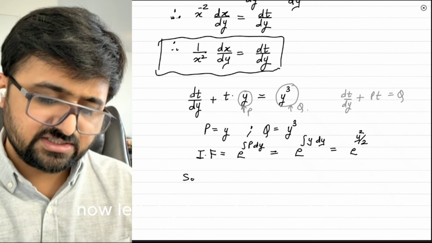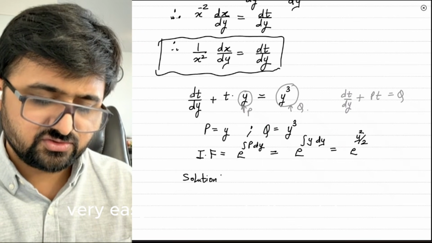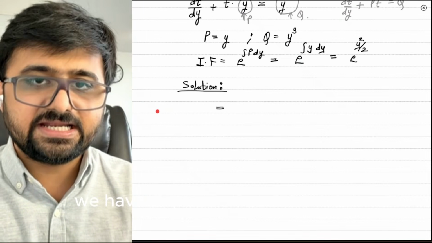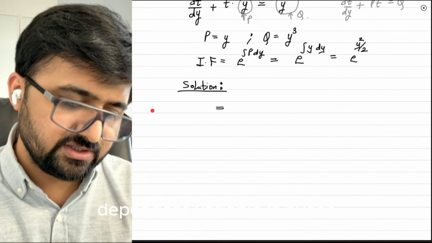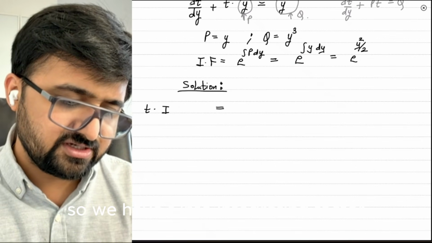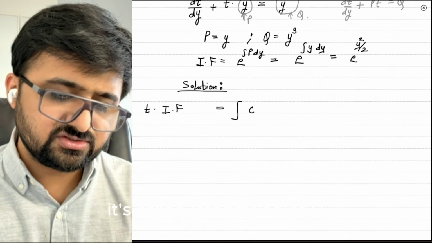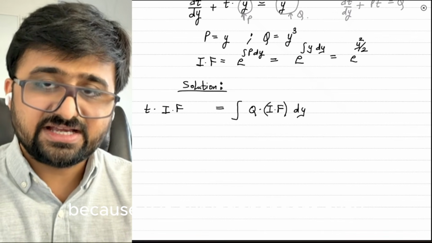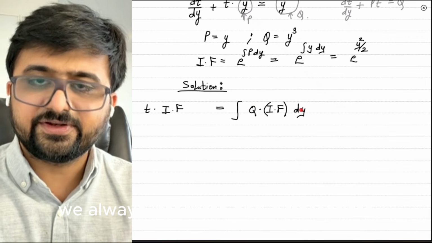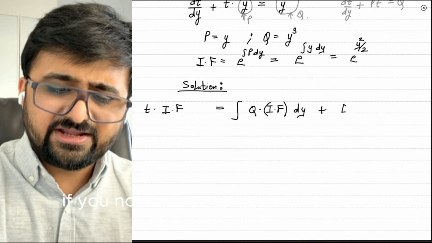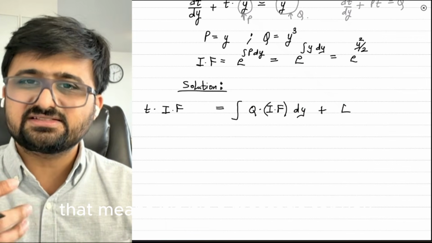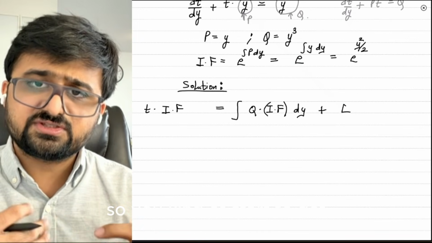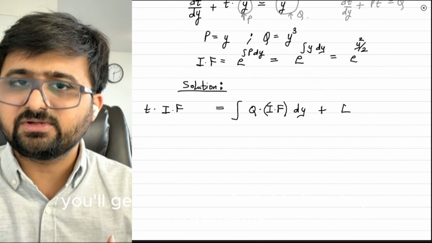Now let's try to write the solution. Very easy now to write the solution. Now the solution will become, on the left side we have dependent variable into integrating factor. Dependent variable is our t. So we have t into integrating factor equal to integration of q into integrating factor with respect to y, because y is our independent. Okay, we always integrate and differentiate with respect to independent variable. If you notice I'm saying those things again and again, that means it's a message for you that you have to remember those things now.